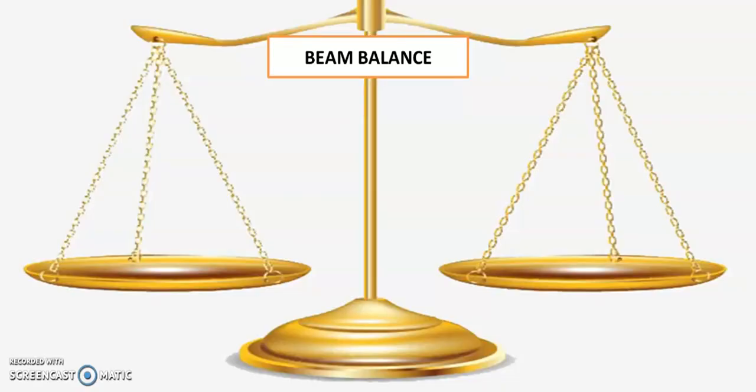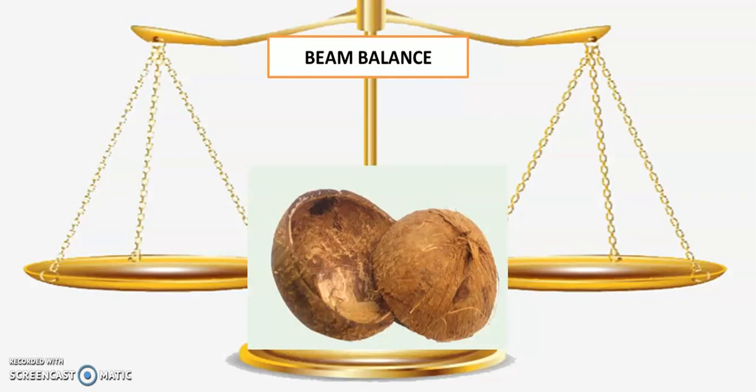Beam balance. We use beam balance to measure mass. A beam balance works by comparing the mass of an object to that of a known mass called a standard mass. You can even construct your own beam balance by using 2 scraped coconut shells.